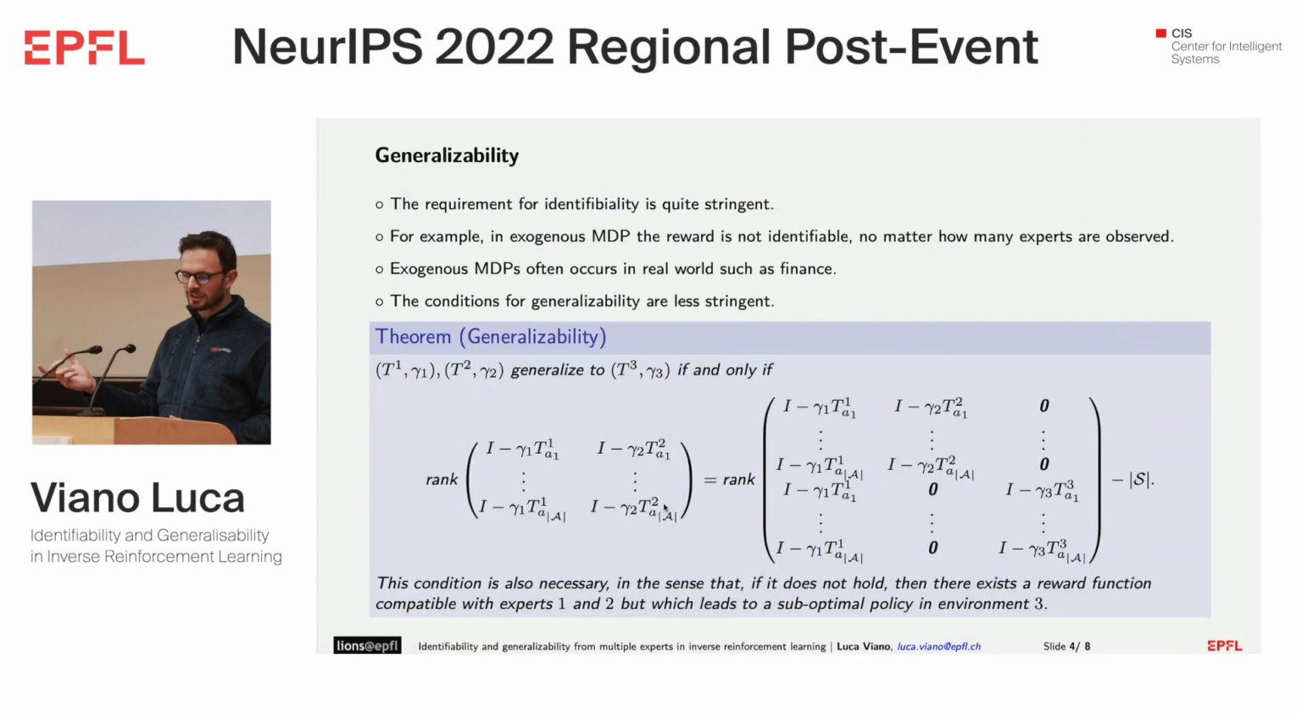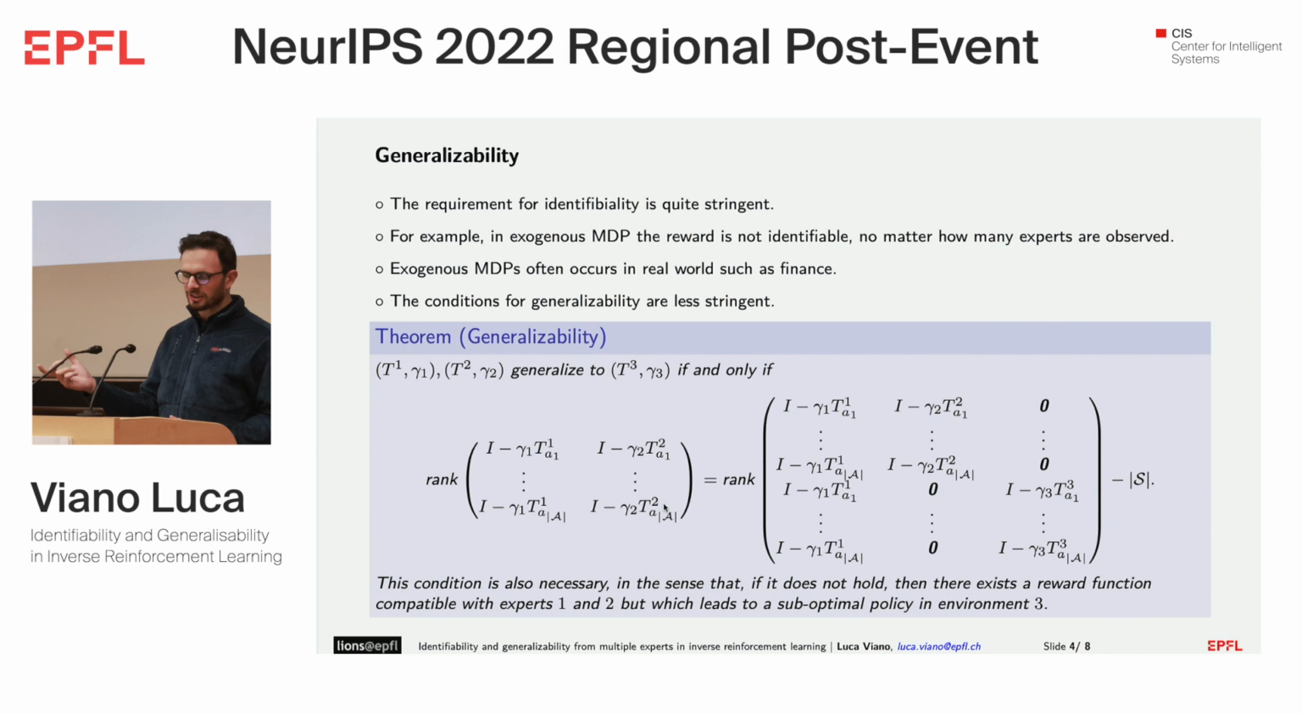So we started this project for having some finance application where basically you observe a trader in the market and you would like to understand how he would behave under different market conditions. And in finance, you often have an exogenous variable that evolves without dependence on how the agent takes action. In this case, identifiability is not possible, so our condition is too strong.